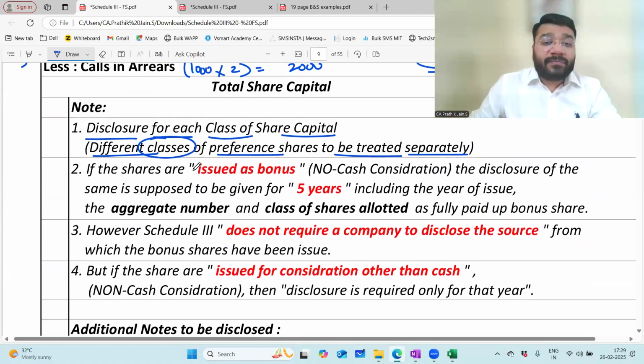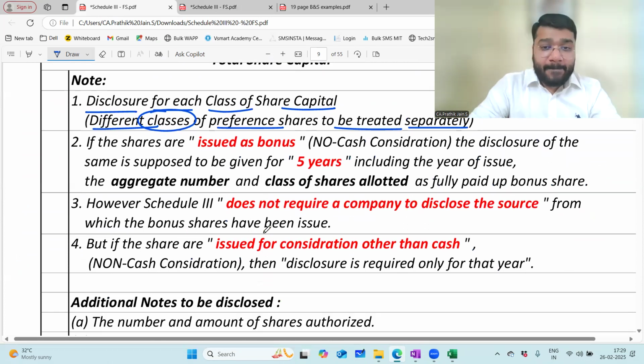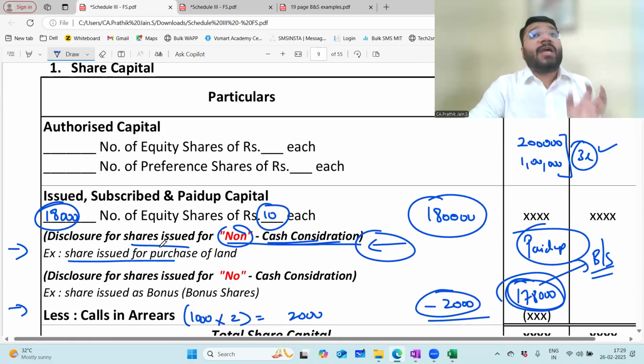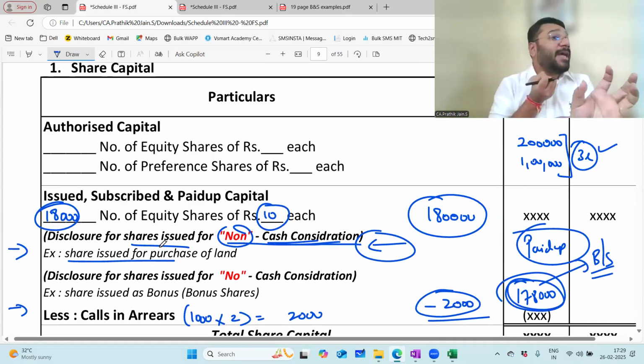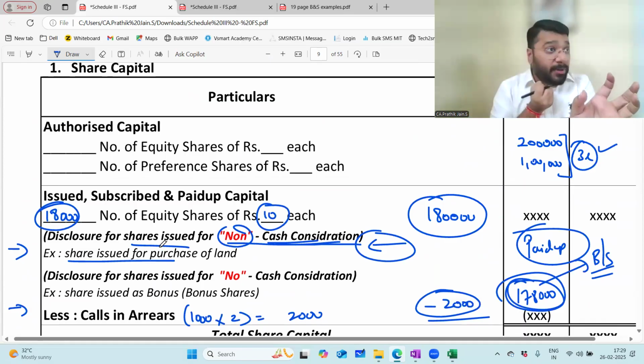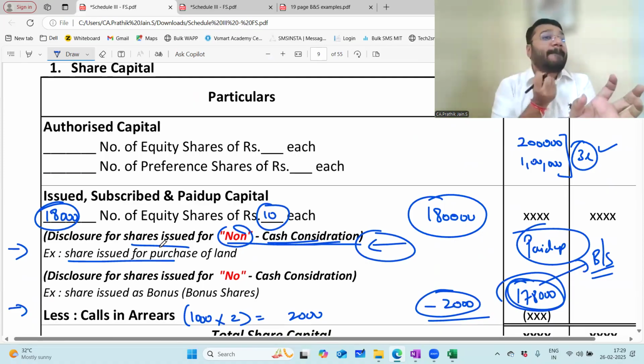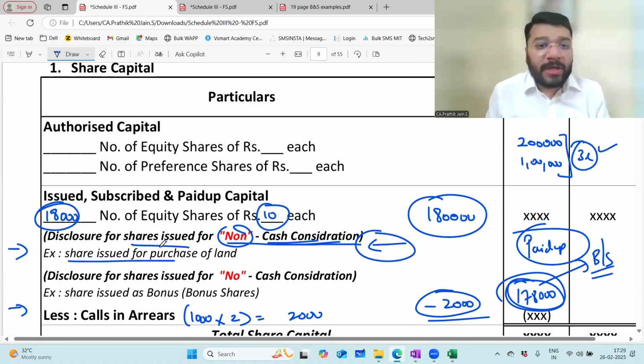So what is the meaning of non-cash consideration? Non-cash consideration means I'm issuing the shares, and in return, I'm not getting any cash. In return, I'm getting services from the promoter, services from the underwriter, or I'm buying any asset, or I'm buying any ongoing business.